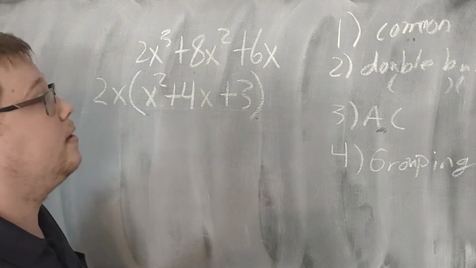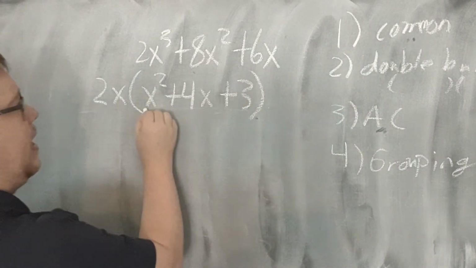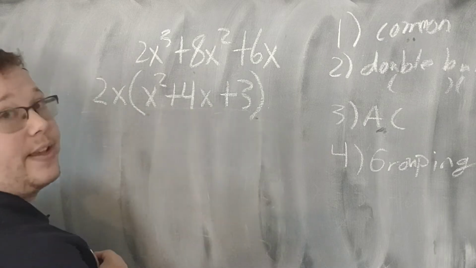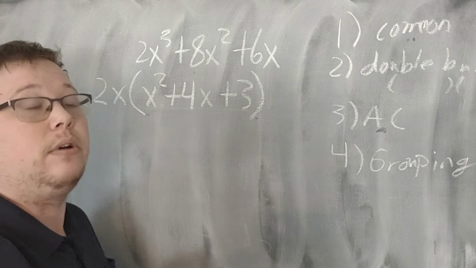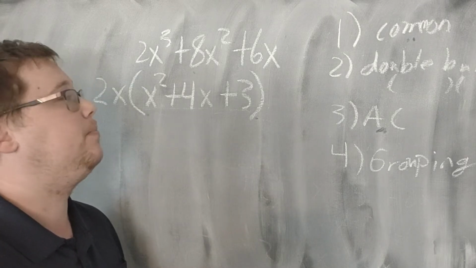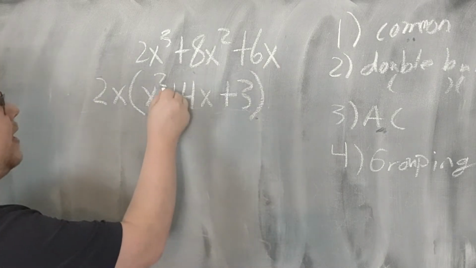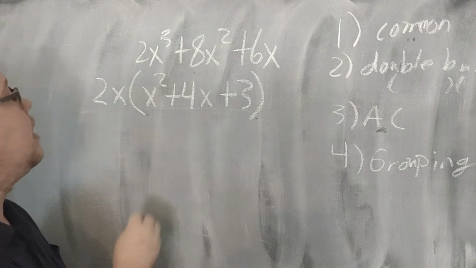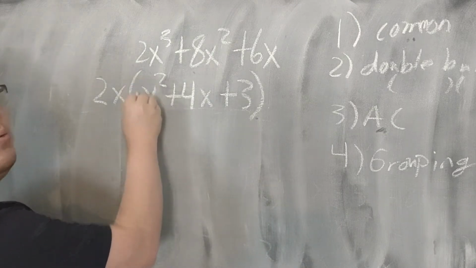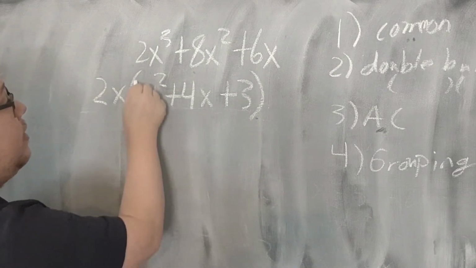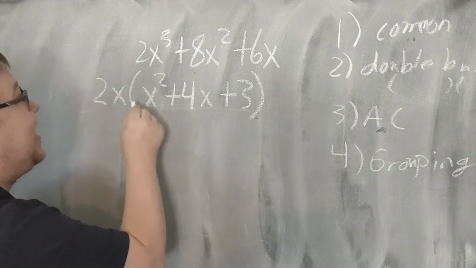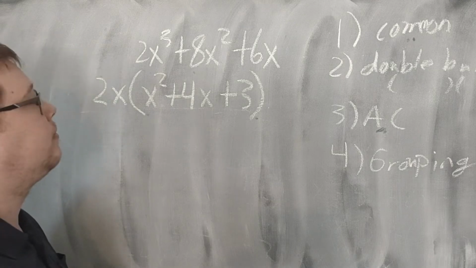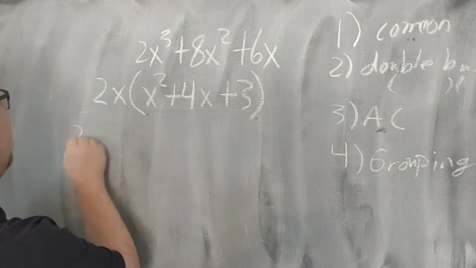So now we look at this and say, okay, we did the common factoring. There's nothing left to pull out of there. So can we do the double bubble? Well, how do you know if you can do the double bubble? First off, it has to be quadratic, and the leading coefficient has to be a 1. Because if this isn't a 1, then we're going to have to use the AC method. Here, it is because we pulled the 2x out. So, we use the double bubble.